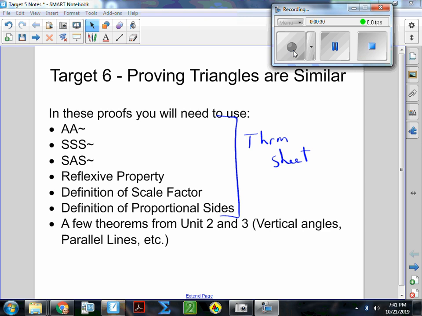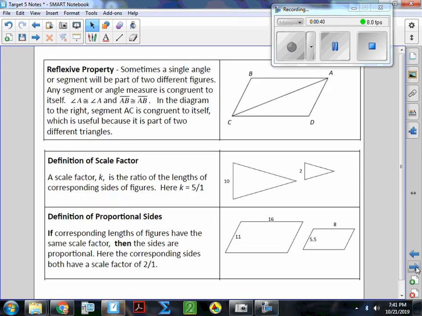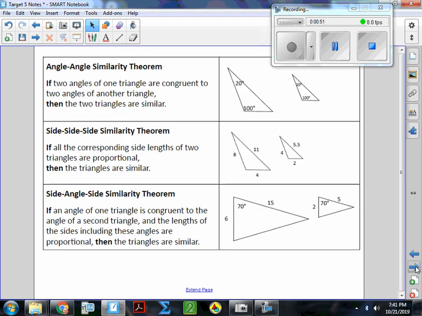And then please use these proof examples. I'm going to do one example per video. Use these examples to help you with the proofs on your homework. Here's the reflexive property, definition of scale factor, definition of proportional sides. And then here are the different similarity theorems for the triangles. So I'm going to refer back to these as I go.